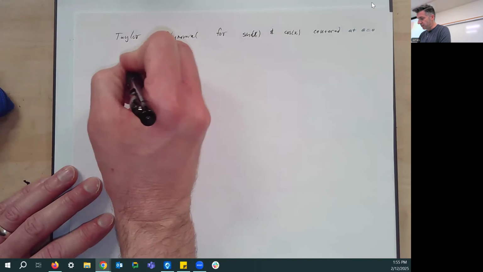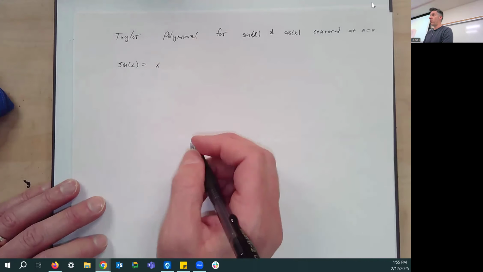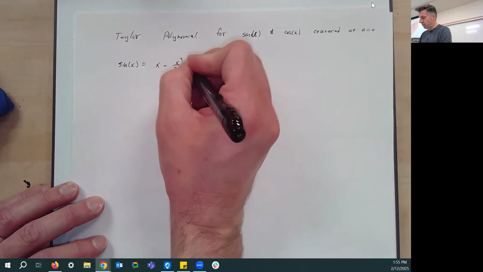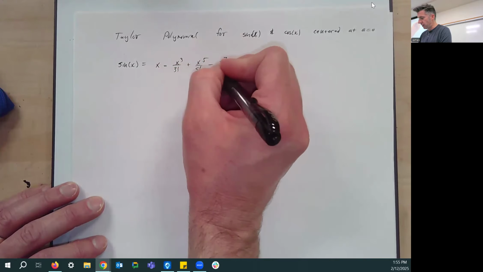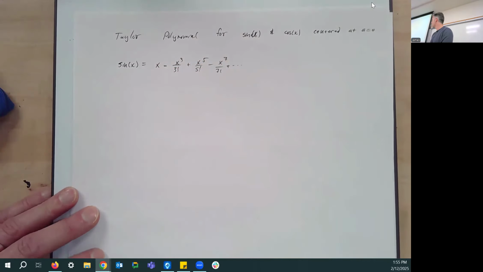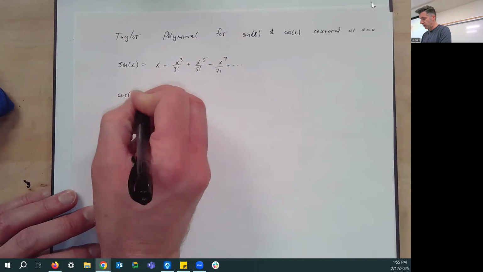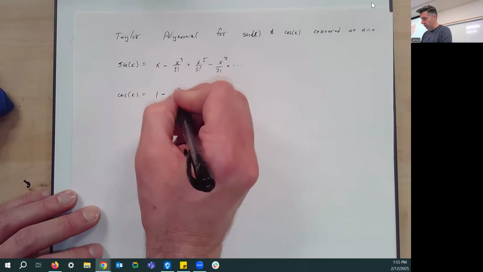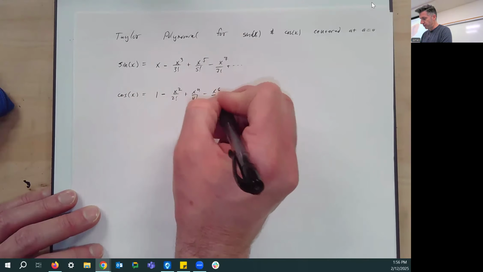Sine of x is going to be all the odd powers. It's x to the 1st over 1 minus x to the 3rd over 3 factorial plus x to the 5th over 5 factorial minus x to the 7th over 7 factorial, and it just goes on and on and on. Cosine, being an even function, just like sine is an odd function, is all of the even powers. It's 1, which is x to the 0th, minus x squared over 2 factorial, plus x to the 4th over 4 factorial, minus x to the 6th over 6 factorial.